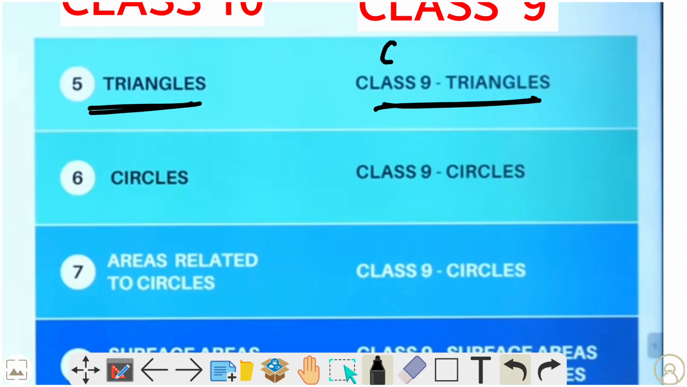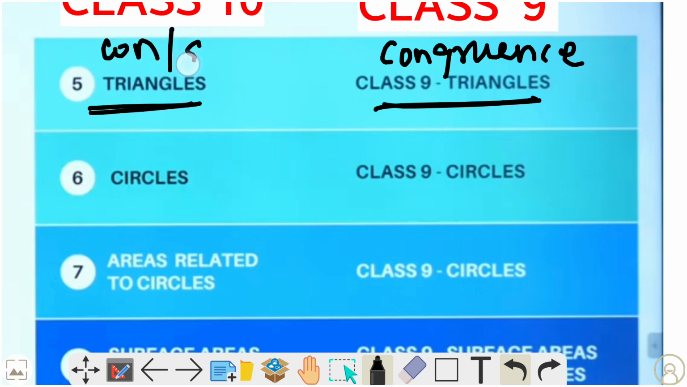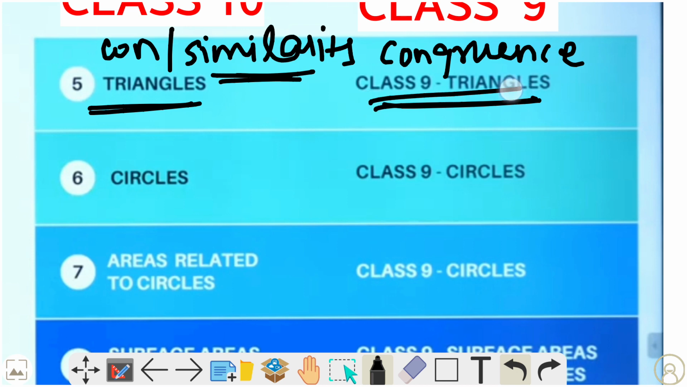Here you have studied only congruence, and here you have congruence and similarity. So similarity is new for you. Properties of similarity, criteria of similarity of triangles. Here you have studied congruence and criteria of congruence. In 10th standard you have one extra additional subtopic, that is similarity. So that is different for you.